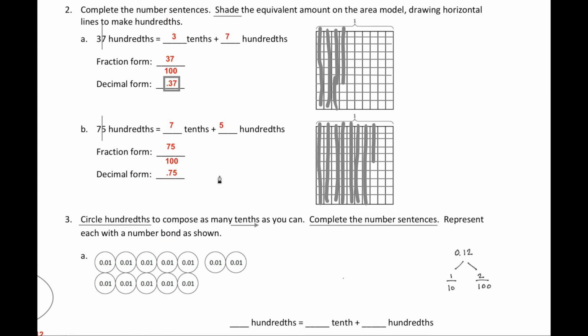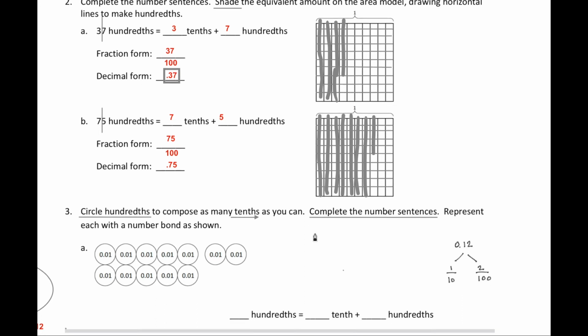So how many tenths should you shade in? 7. Let's count it. 1, 2, 3, 4, 5, 6, 7. And how many hundredths should you have? You should have 1, 2, 3, 4, 5.